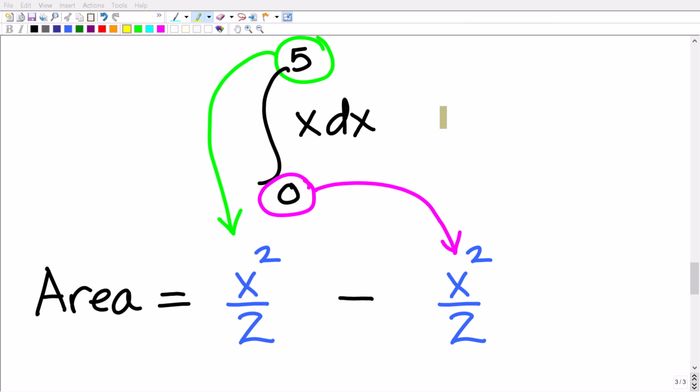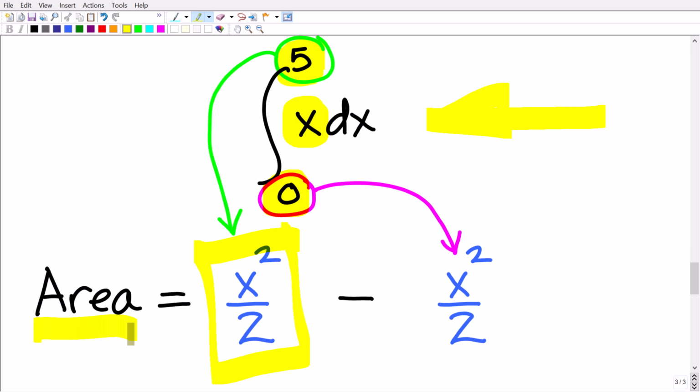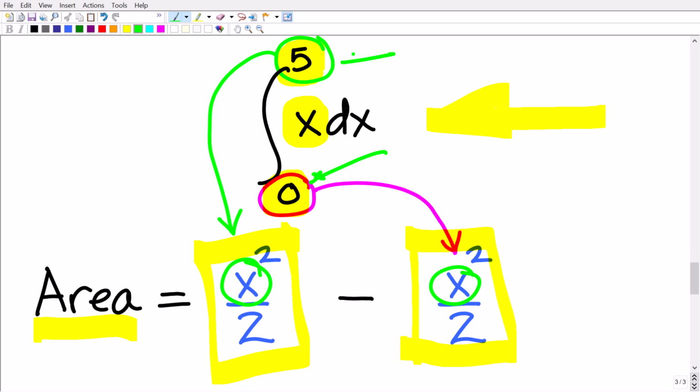So now we are ready to find the actual area of this triangle that starts from 0 on the x-axis, goes to 5, and is underneath the line y is equal to x. Now remember, when we did our integration, we got x squared over 2. So to calculate the area here, what we're going to do is take x squared over 2 and subtract it from itself. Now the key here is that we're going to replace these x's with these numbers right here, 0 and 5. So the way this works is the following.